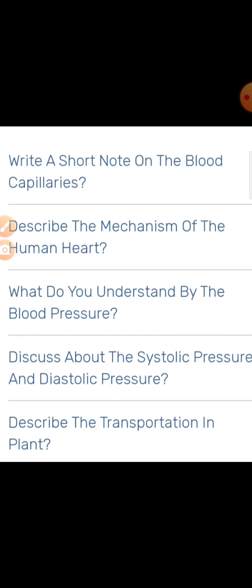The plant requires water for the process of photosynthesis and also needs mineral salts for various purposes. The water and the minerals are absorbed from the soil by the roots of the plant and they are transported to various parts of the plant like the stem, leaf, flower. So you have to write the answer in this manner.